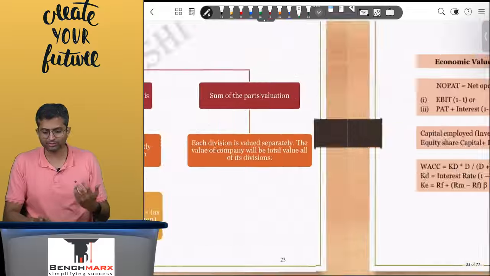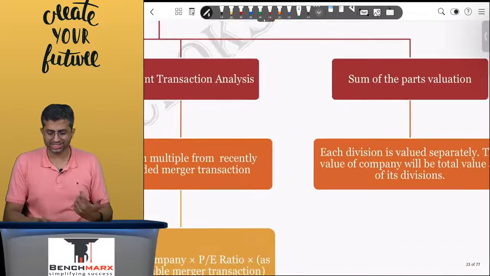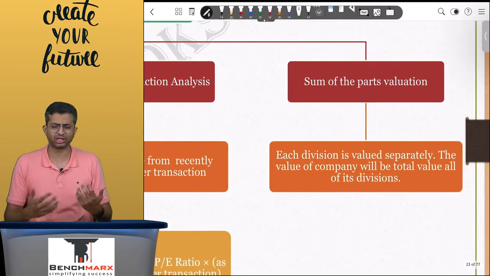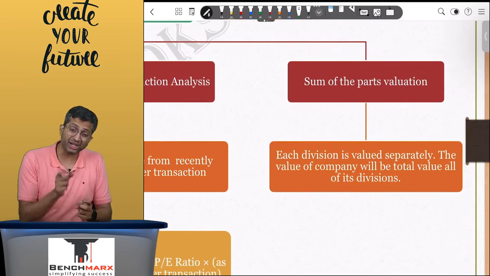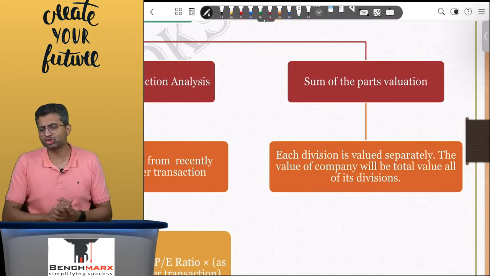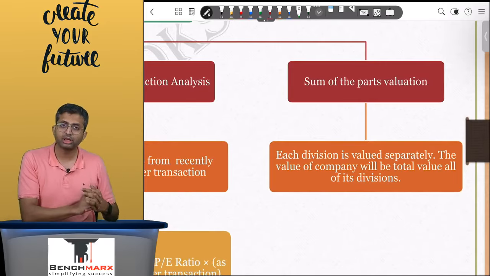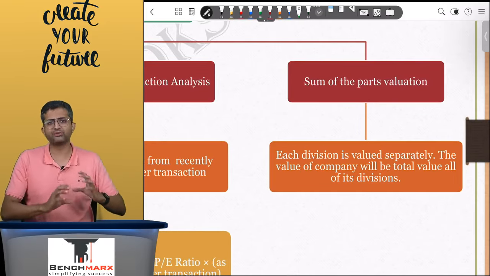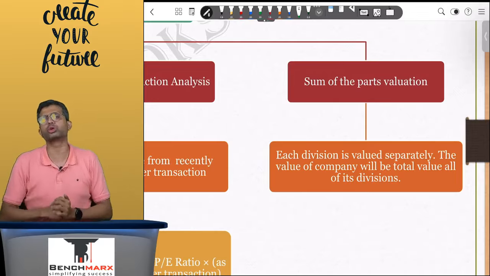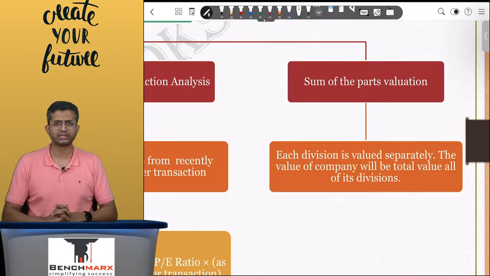Last is the sum of the parts valuation. Now, this is very suitable for companies or businesses which are conglomerates, like Mahindra, like Reliance, who are into multiple businesses. So it is next to impossible to find a direct comparable for them. As a result, for every segment or every division that they have, you will find a separate comparable and then find the value of each division. And the value of Mahindra will be the sum total of the value of each of their individual divisions, that is, the total of all the individual parts.